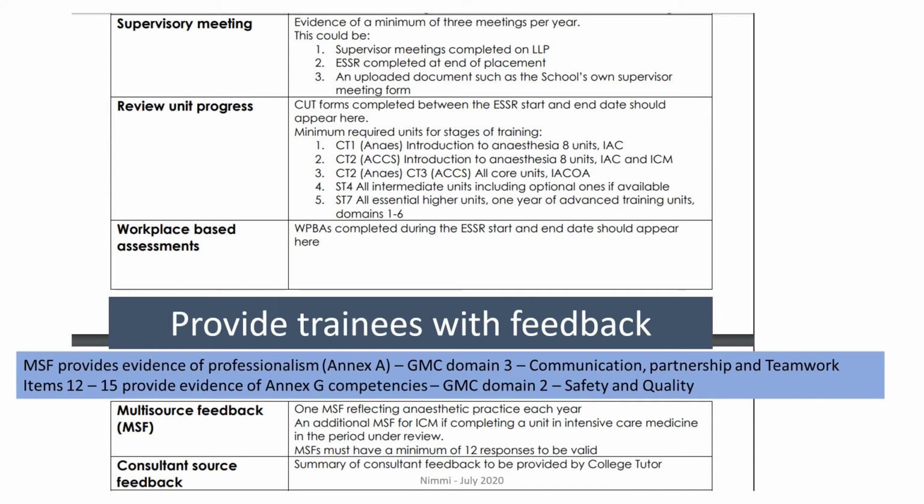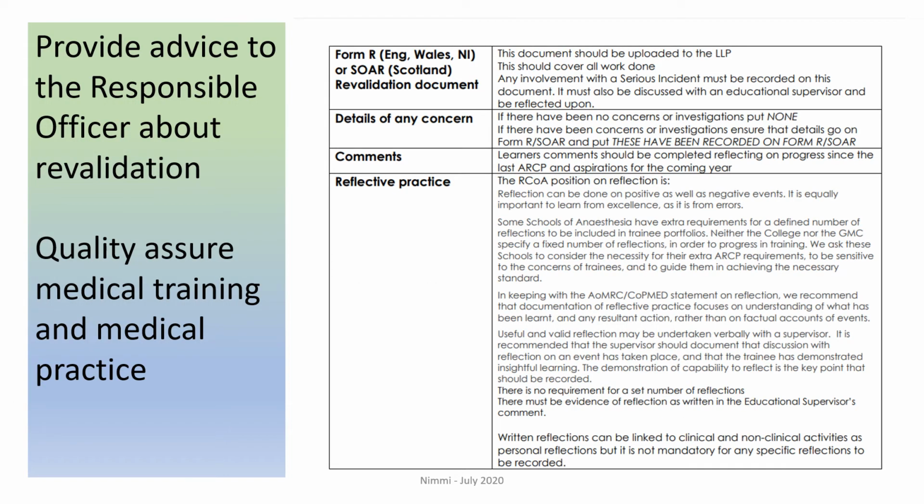Now, this details the CUT forms that you will need for each stage of training, whether it is CT1, CT2, or intermediate training, higher training, or advanced training. This slide shows you that section of the checklist that focuses on your revalidation.